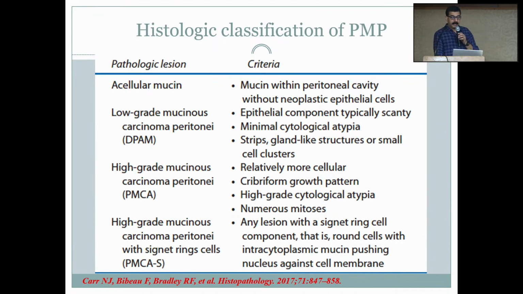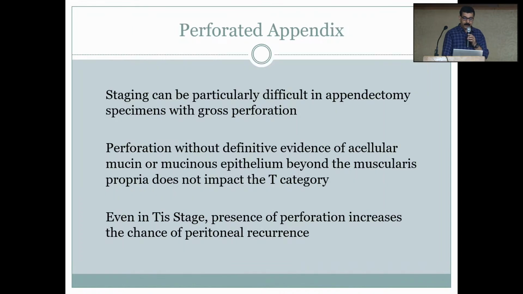Then the histological classification of the PMP can again be divided into acellular mucin, low-grade mucinous carcinoma peritonei, high-grade mucinous carcinoma peritonei, and high-grade mucinous carcinoma peritonei with signet ring cells. So even though it is a mucinous-filled abdomen, it can be graded according to the histological features of the cells present in the mucin.